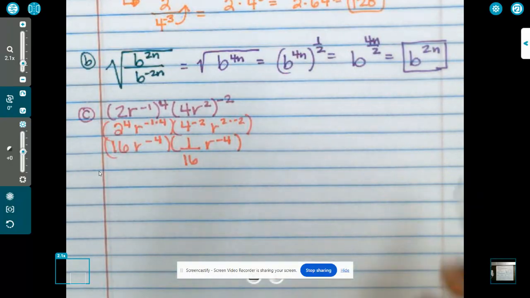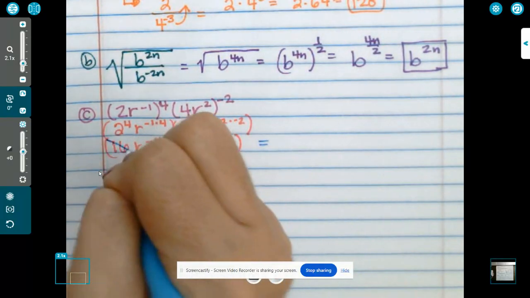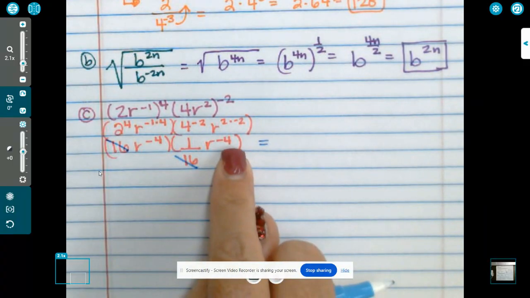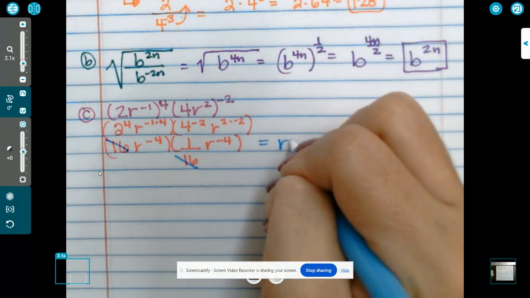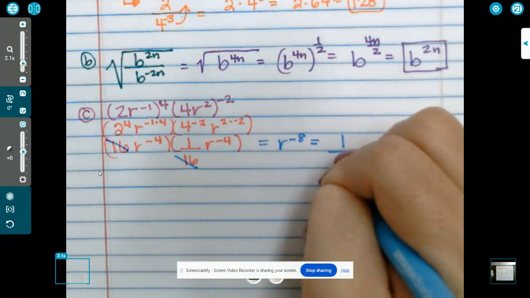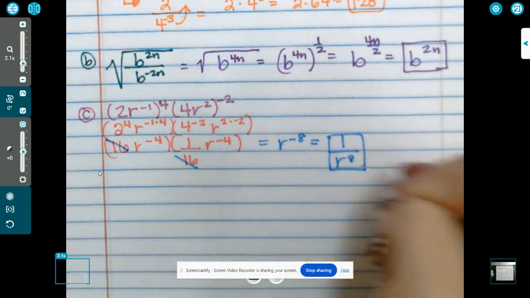Well, whenever I look at this, y'all, I'm going to see that this 16 and this 16 are going to cancel. So now I have r to the negative 4, r to the negative 4, which is r to the negative 8. Don't leave that negative there, so it's going to be 1 over r to the 8th.